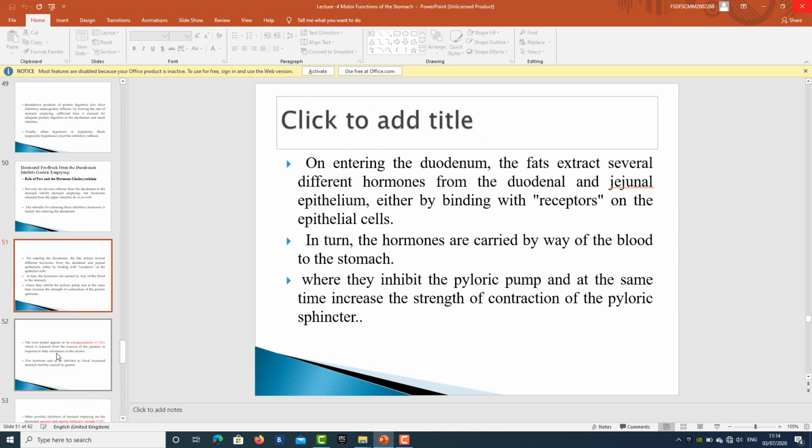On entering the duodenum, the fats extract several different hormones from the duodenal and jejunal epithelium, either by binding with receptors on the epithelial cells. In turn, the hormones are carried by way of blood to the stomach, where they inhibit the pyloric pump and at the same time increase the strength of contraction of the pyloric sphincter.